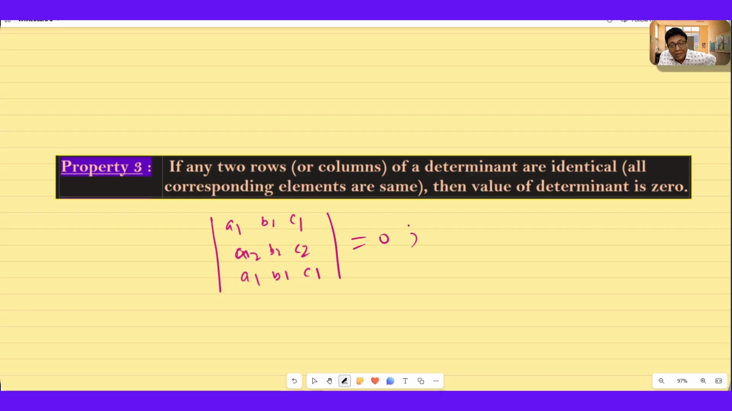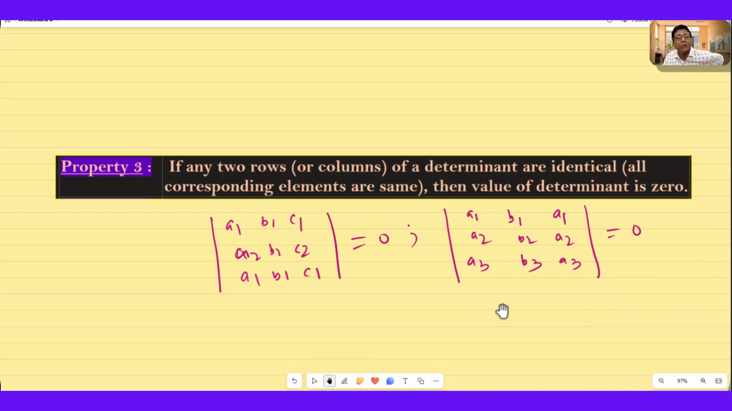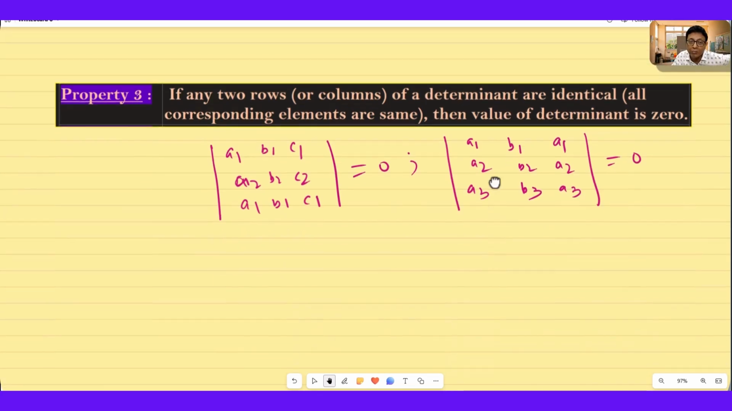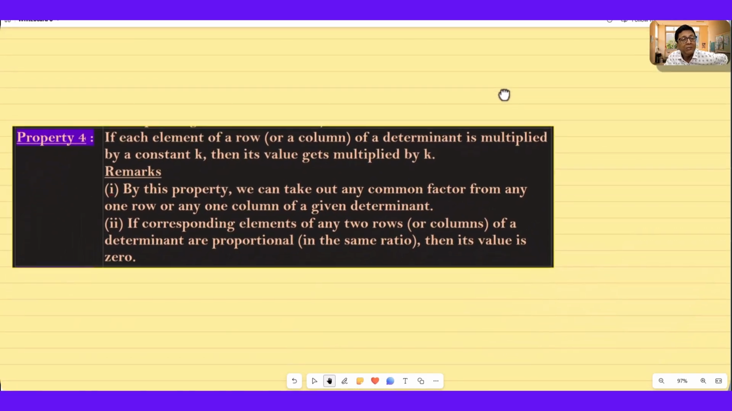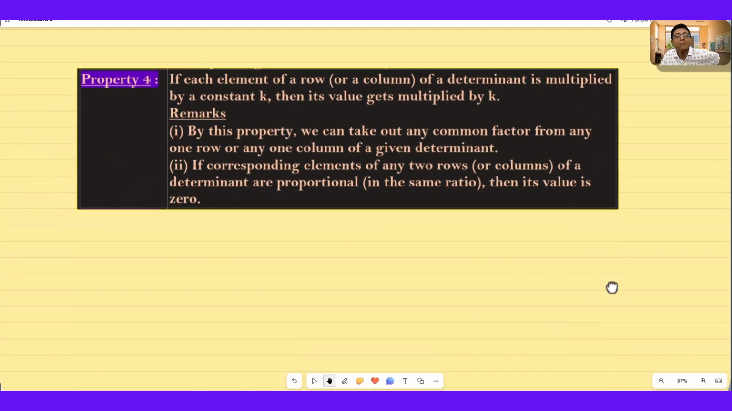Maybe like this also, in case of columns also, A1, A2, A3, B1, B2, B3, and here it is A1, A2, A3. These two columns are identical, so the value of the determinant must be equal to 0. Okay. All these proofs you can do on your own just by expanding in terms of any row or any column. Next one is very important, the fourth property.